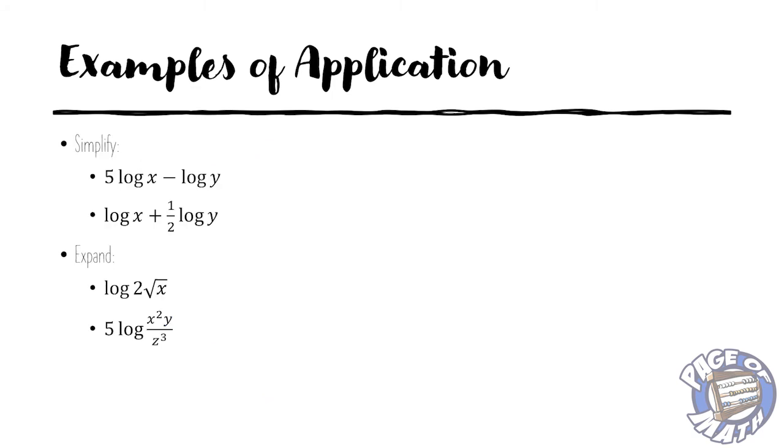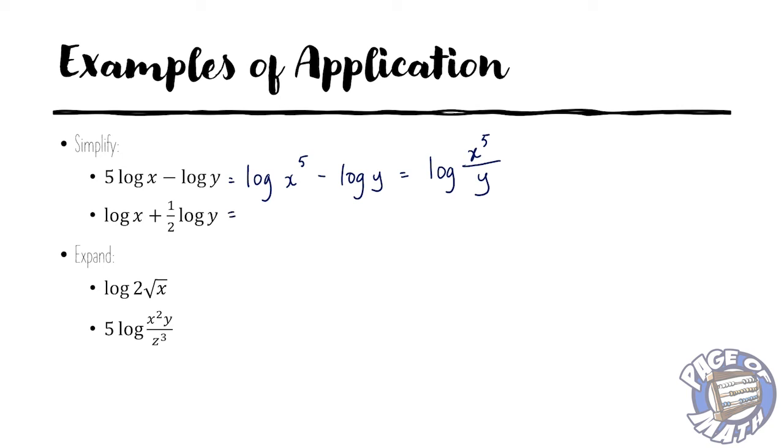Now we have two things to simplify, two things to expand. So let's just do that. We have 5 log x minus log y. So we're simplifying, or in other words, we're going to rewrite this as a single logarithm. So 5 log x is the same as log x to the 5th, and this is subtracting log y. Using our second law, this becomes log of x to the 5th divided by y.